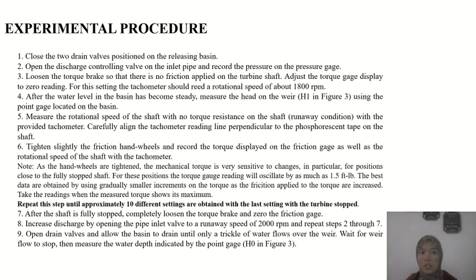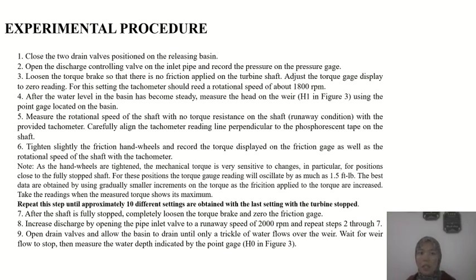Next, loosen the torque brake so that there is no friction applied on the turbine shaft. Adjust the torque gauge display to 0 reading. For this setting, the tachometer should read a rotational speed of about 1800 rpm.